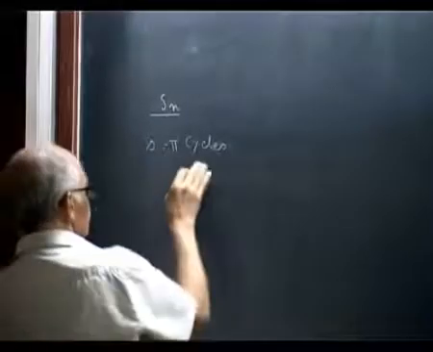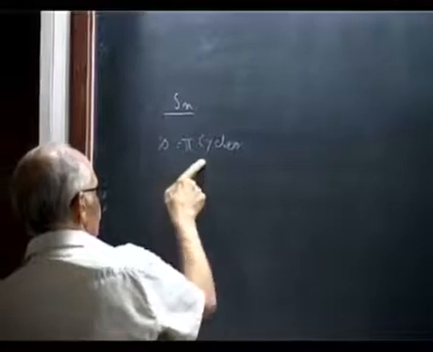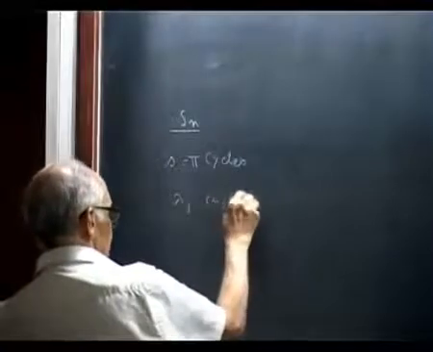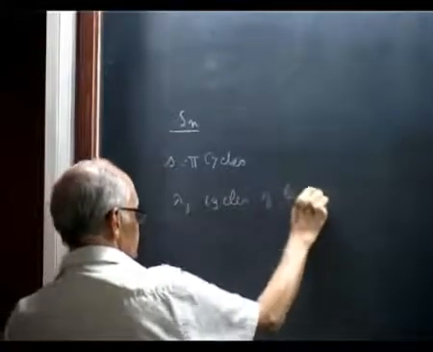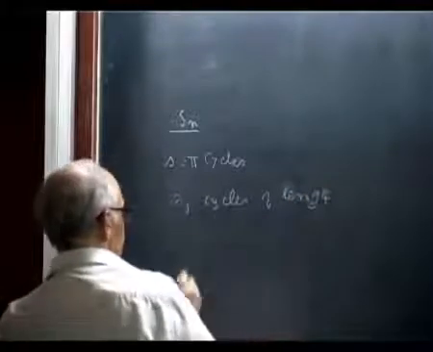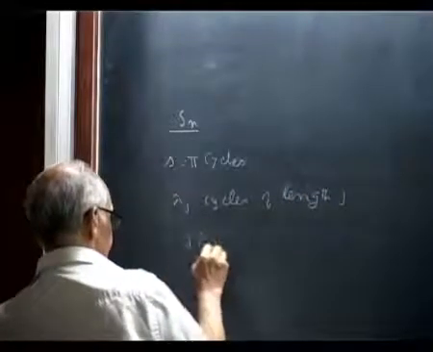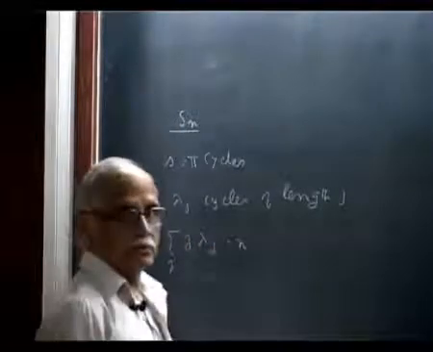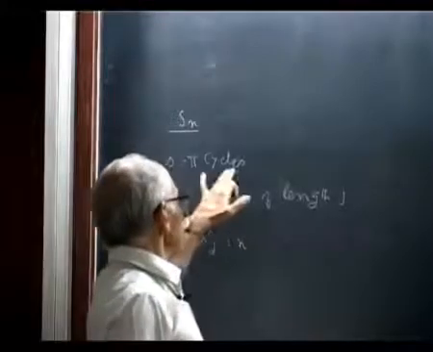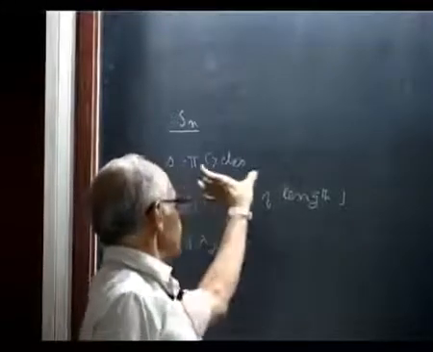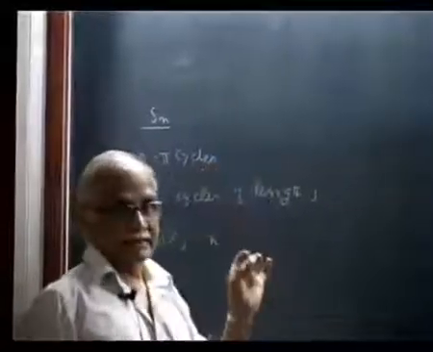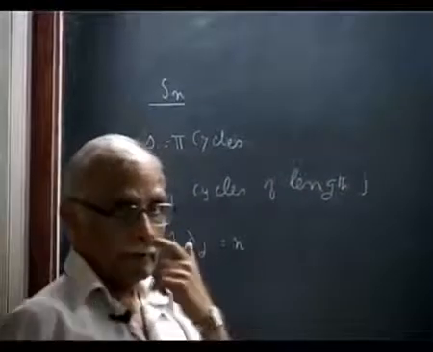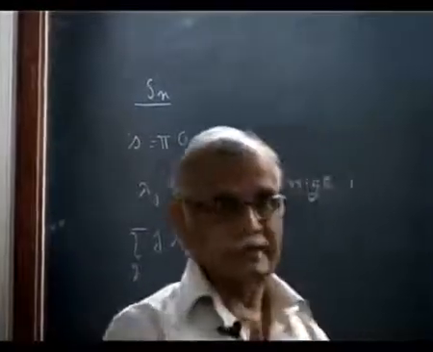It might have lambda j cycles of length j, such that the summation of j lambda j is n. But it is understood that when I write the cycles, no two of them have the same letters. For example, I can go on adding unaries 1 1 1 1, then this won't work. So you should make sure that each letter occurs only once.